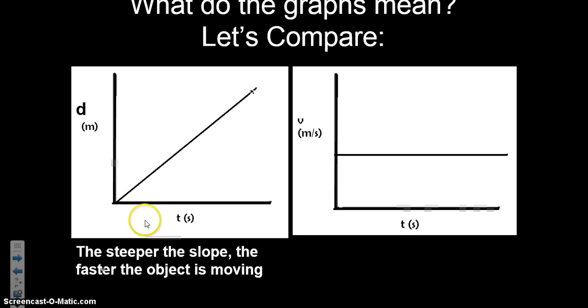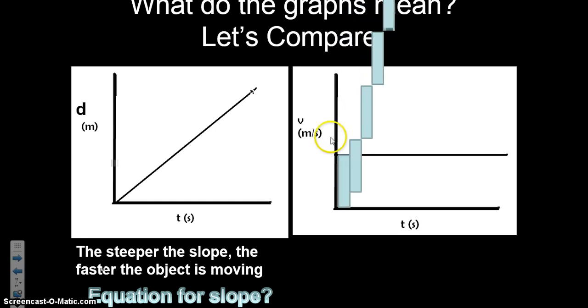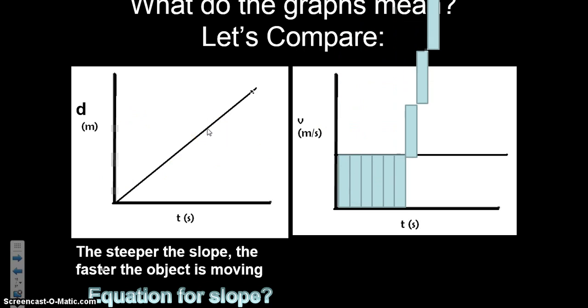So what does this mean? The steeper the slope, again we look at the y-axis first, of the position versus time graph, the faster the object is moving. So if this slope were even steeper, screeching up like that, this velocity would be at a higher level. What's the equation for slope? Well, just like in math class, it's rise over run, and so that's how we calculate it.